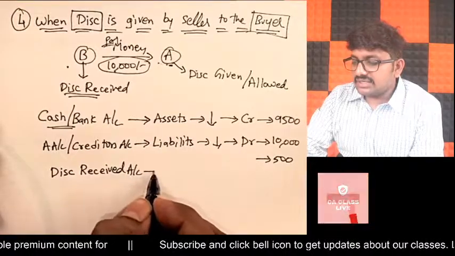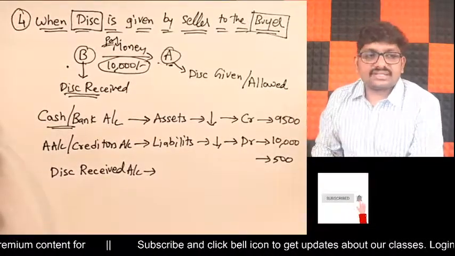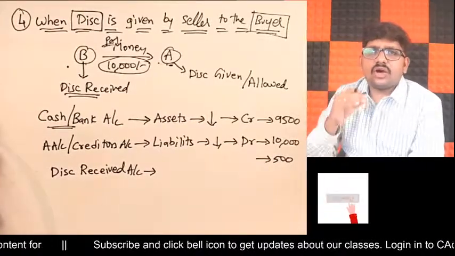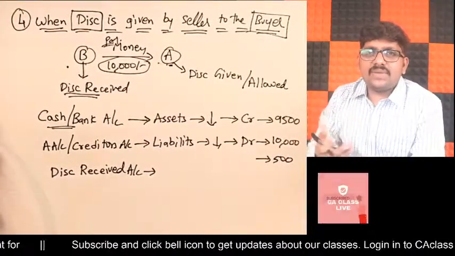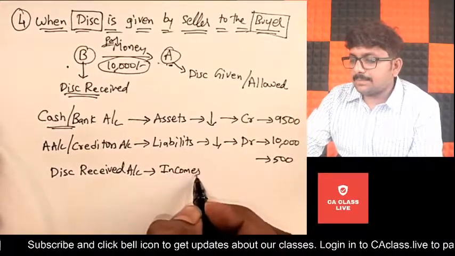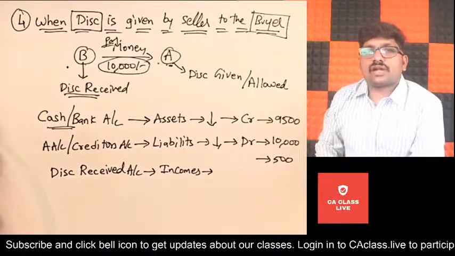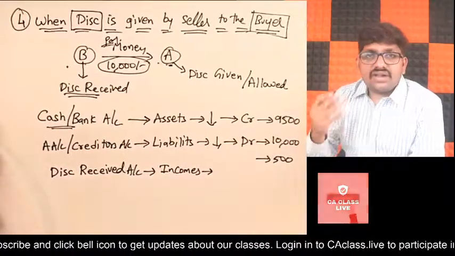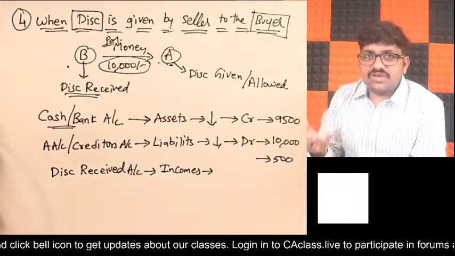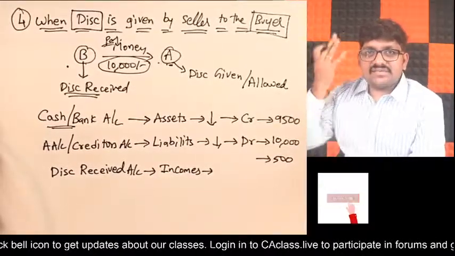Discount received account. Understanding, friends? So discount received, sir, whatever you have to pay, you are saving now. Because you are saving, I will take it as a part of my incomes. Whenever I take it as a part of my incomes, my savings are increasing. Obviously 500 rupees saved, my total savings will increase.